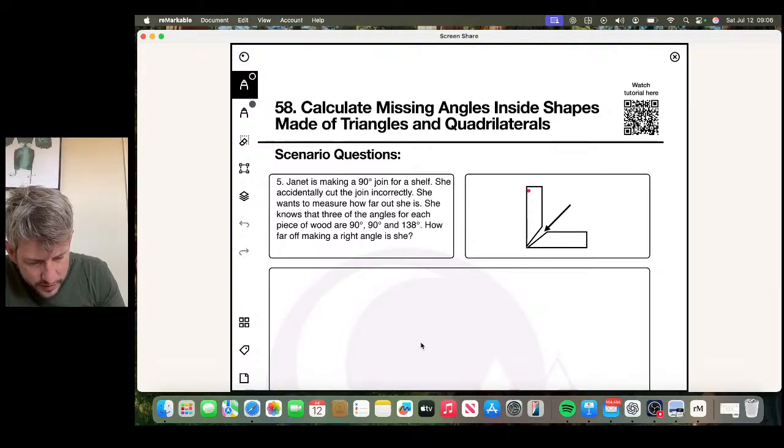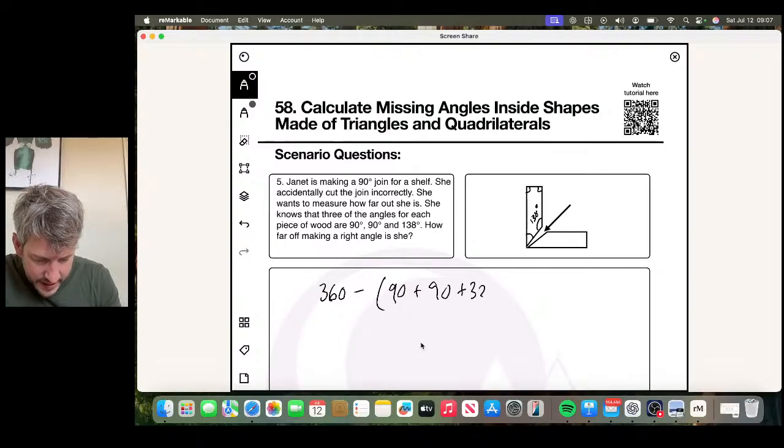So these two look like they're the 90 degrees. This will be the 138 degrees. I don't know why she didn't just measure this angle. So this is the angle that we need to know. So we're going to do 360, take away 90, add 138.